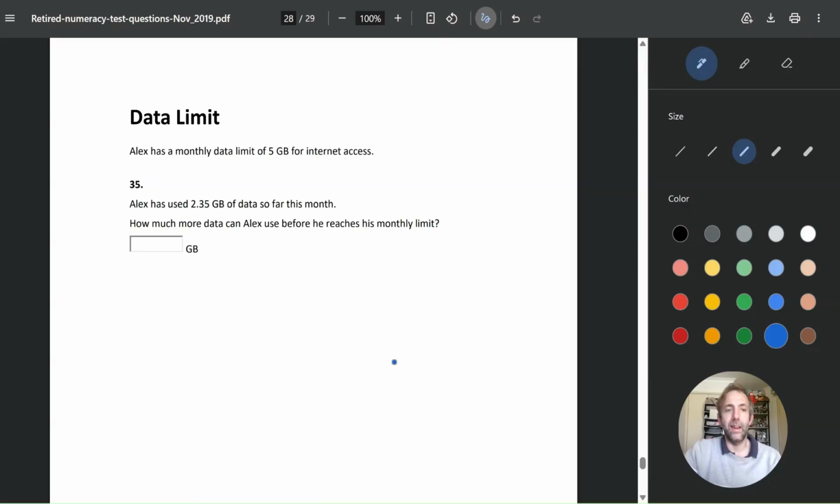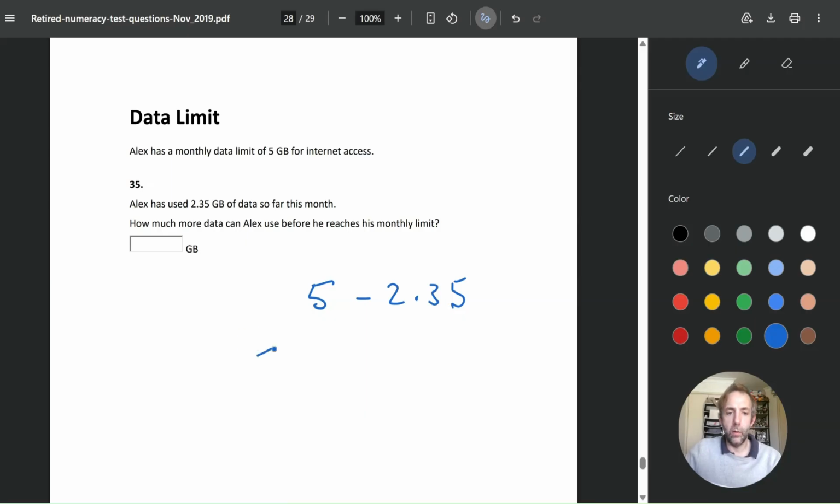Question 5 looks at a data limit. Alex has a monthly data limit of 5 gigabytes for internet access. He has used 2.35 gigabytes of his data so far this month. How much more data can he use before he reaches his monthly limit? So we're trying to find a difference again here, which should tell you that we need to do a subtraction. So we need to do 5, take 2.35.